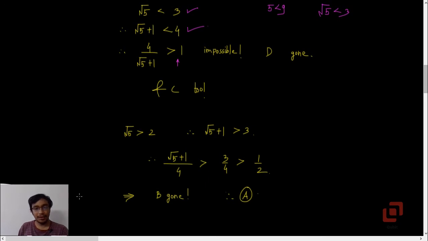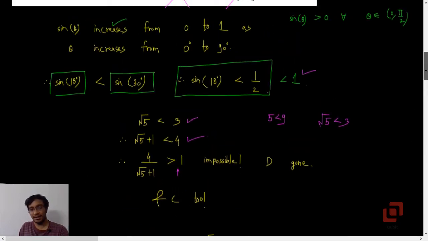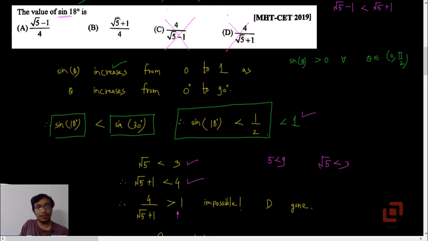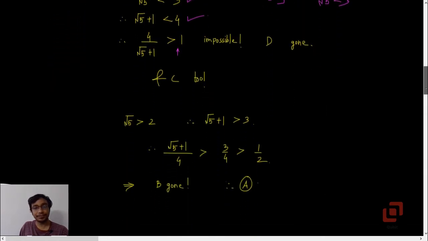Yes. Now this is where we will make use of the fact that sine 18 is less than 1 by 2. Correct? Observe options A and B. In A we have root 5 minus 1 upon 4, and in option B we have root 5 plus 1 upon 4. Clearly the larger among the two is root 5 plus 1 upon 4, this one, B. Now root 5 is greater than 2 because 5 is greater than 4.